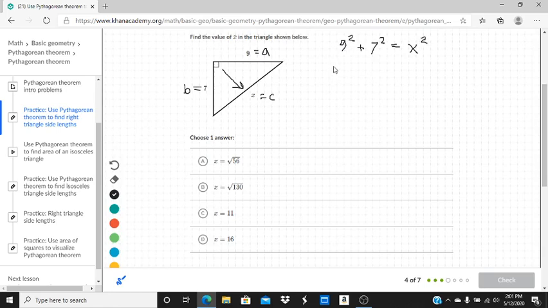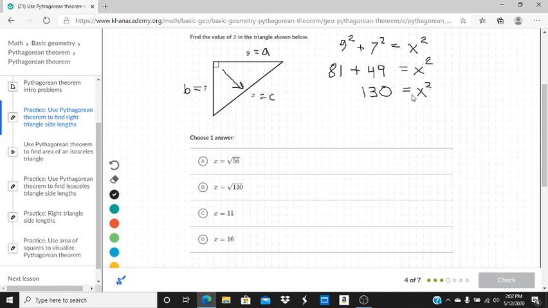All right, 9 squared is 9 times 9, that's 81. Plus 7 squared is 7 times 7, that's 49. That equals x squared. Okay, let's add these two together. 9 to 81 makes 90. 90 plus 40 is 130. So 81 plus 49 is 130. Okay, that equals x squared.